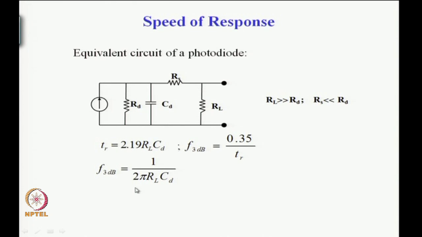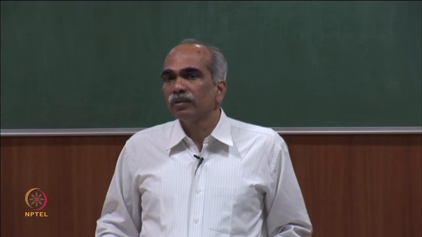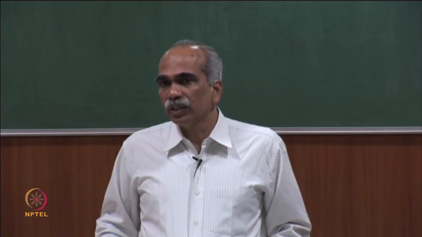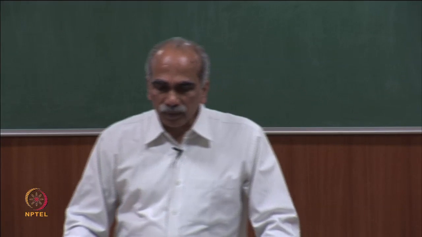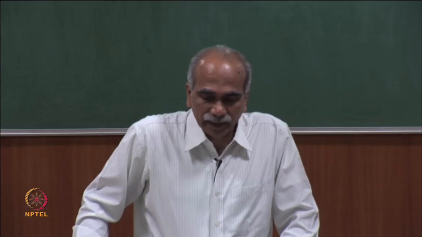The important point to see is the 3 dB cutoff frequency depends on the load resistance RL and the junction capacitance CD, and therefore for high speed detection reverse biasing very much helps. Reverse biased pin diodes are used for high speed photodetectors.